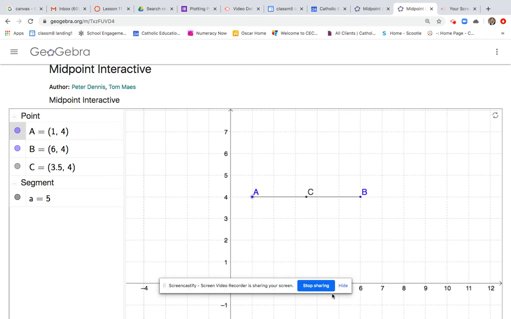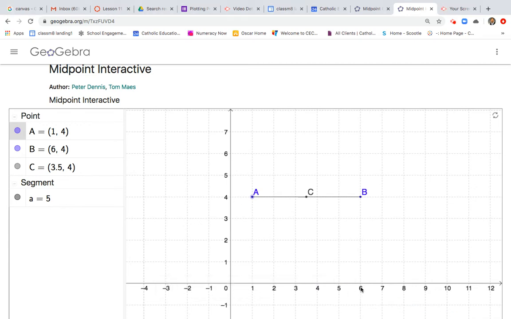Okay, in this lesson, we're going to look at the midpoint of a function. If we look at this little graphic here, we've got the point A and the point B, and C is the midpoint. Now, this is a nice, easy one because the y coordinate for A and B is both 4. The x coordinate of A is 1, and the x coordinate of B is 6. So really the midpoint is right between this 1 and the 6.